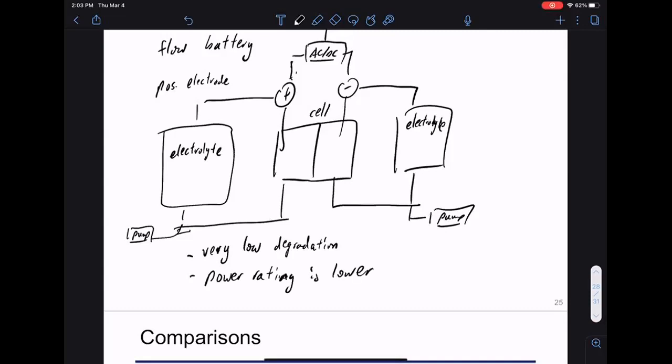Start-up is slower because you have to pump things together. You have to mechanically pump fluid into a cell, so that may take some time to get going. So in very high power requirements, this may not be possible.